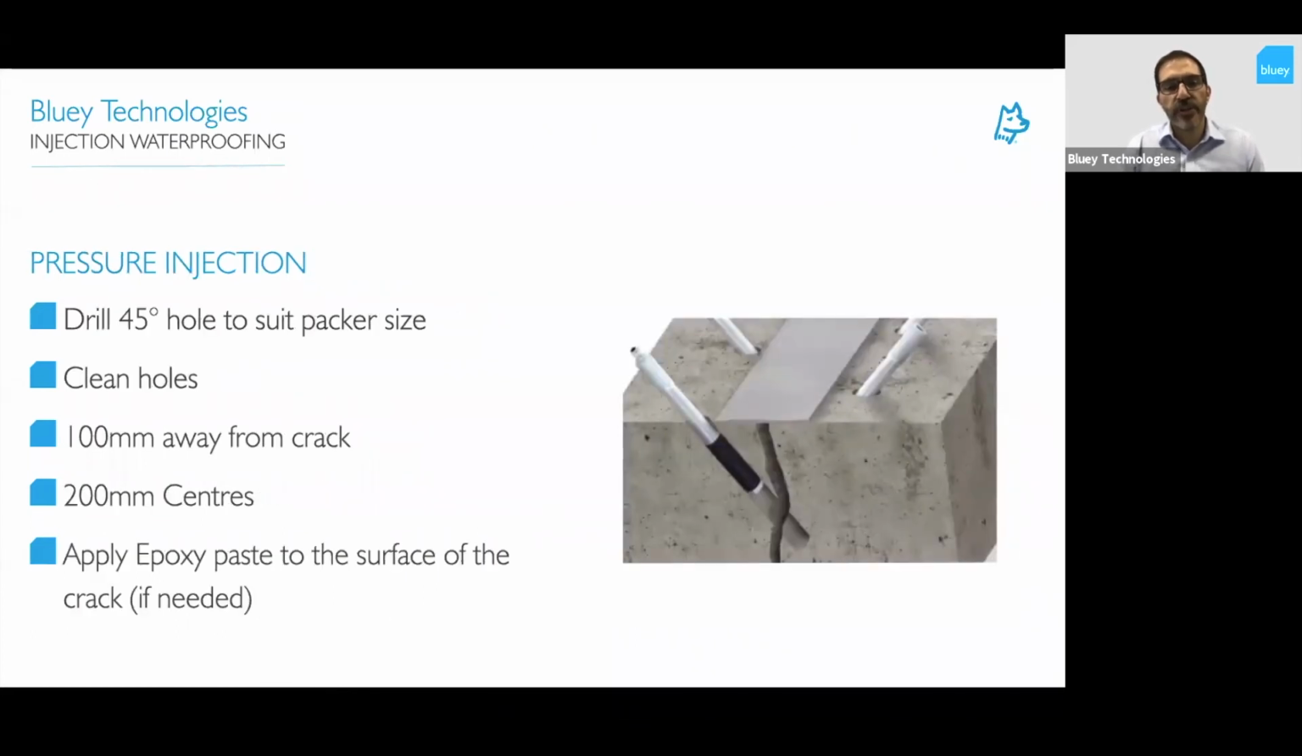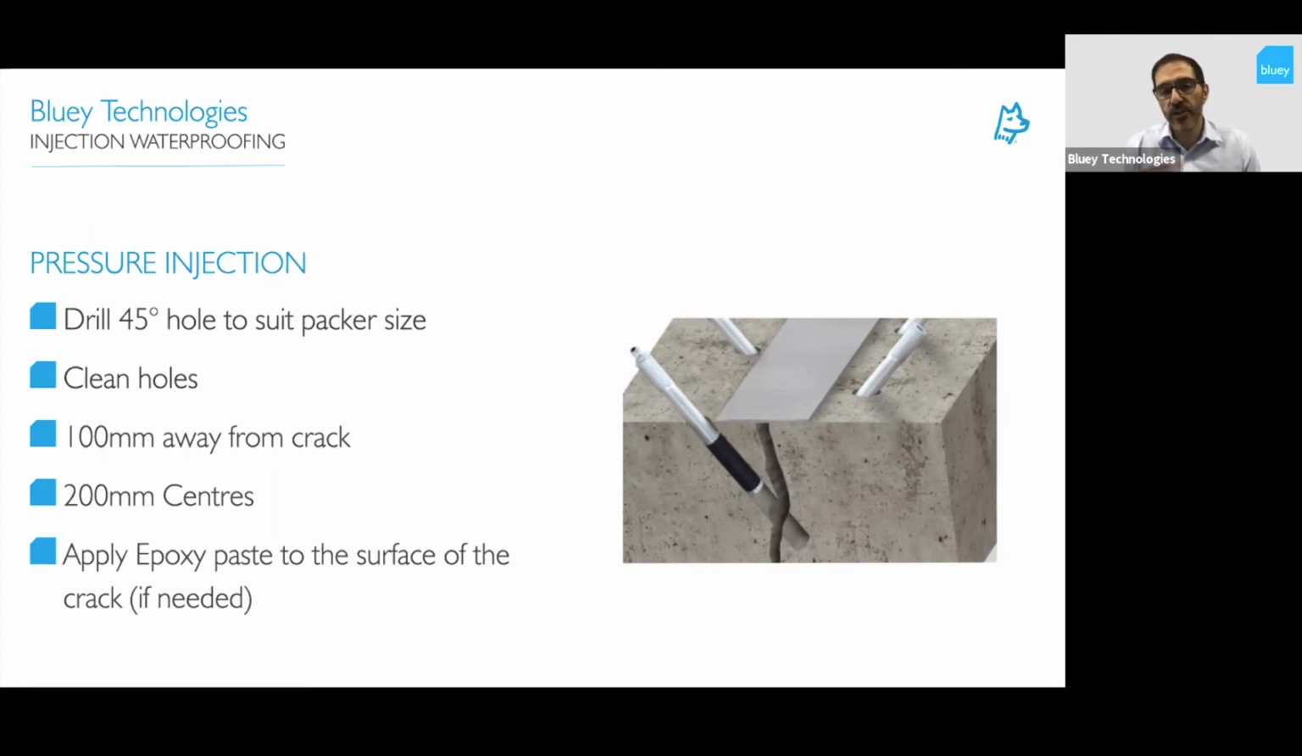We then have pressure injection as well, which requires drilling at 45 degrees. We clean the holes. We typically are drilling about 100 millimeters away from that crack, at 200 mil centers. We're drilling from both sides of the crack because we don't know if that crack is going vertical as it's shown in the photo there, or if it's at a 45 degree angle.